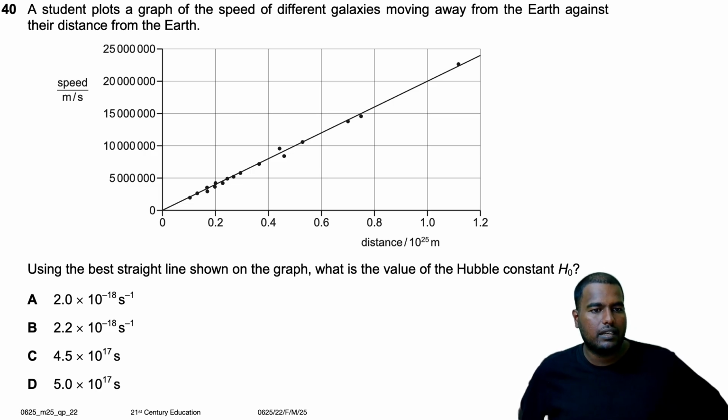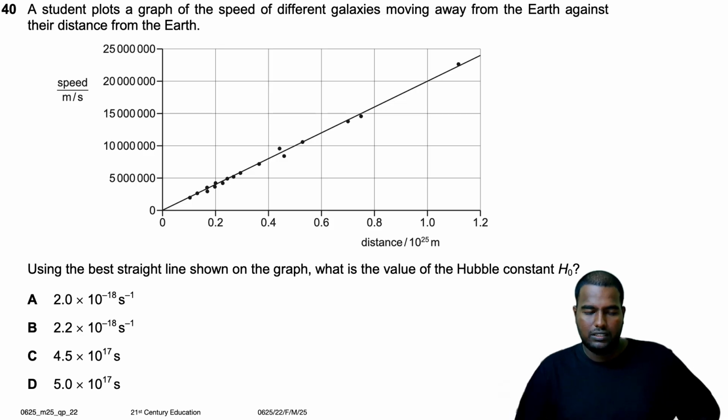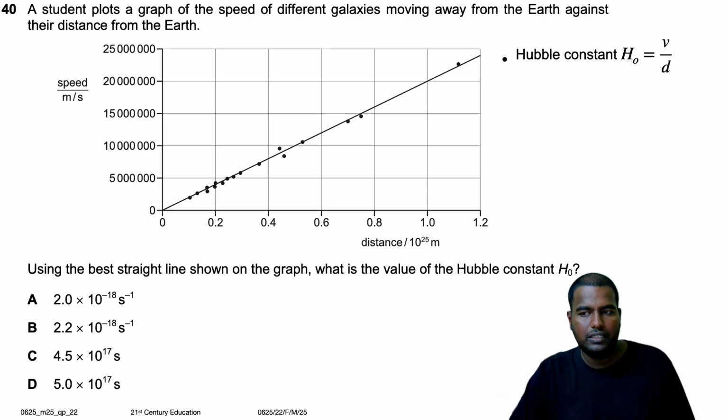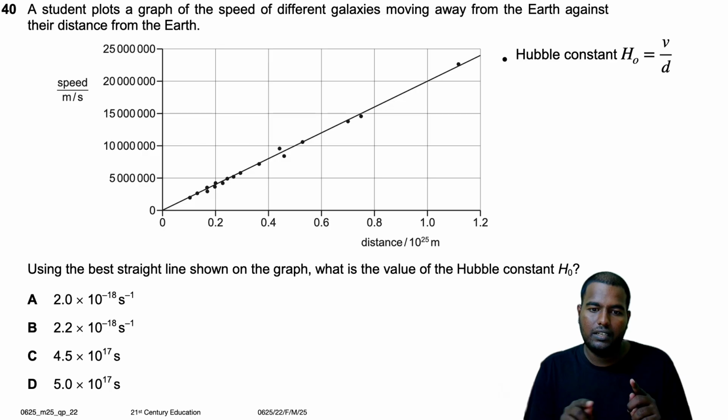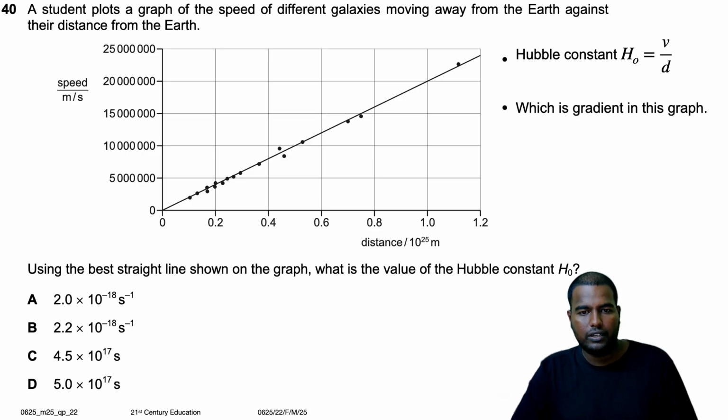A student plots a graph of the speed of different galaxies moving away from the Earth against their distance from the Earth. Using the best straight line shown on the graph, what is the value of the Hubble constant H naught? This is a graph between speed and distance. The Hubble constant is speed divided by distance. There are multiple speed and distance points noted down, and there is a trend line. If you find the gradient, this will give us the Hubble constant. For the gradient, we need 2 points. I'm going to take these 2 points.